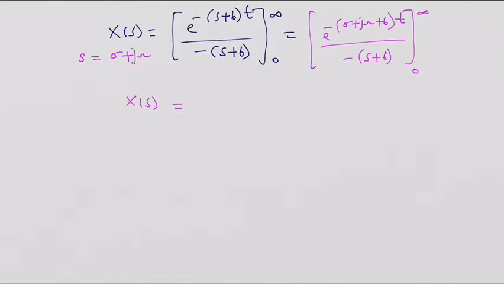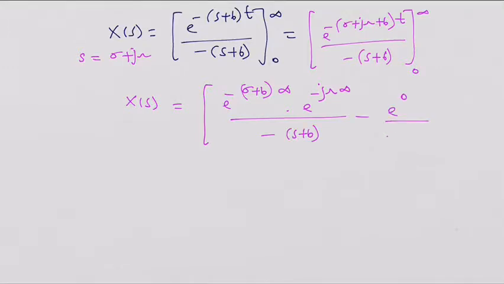X of s is equal to e power minus sigma plus 6 into infinity, e power minus j omega into infinity. While you substitute the upper limit, the lower limit will become e power 0, divided by minus of s plus 6. You can notice that this is equal to simply, right?